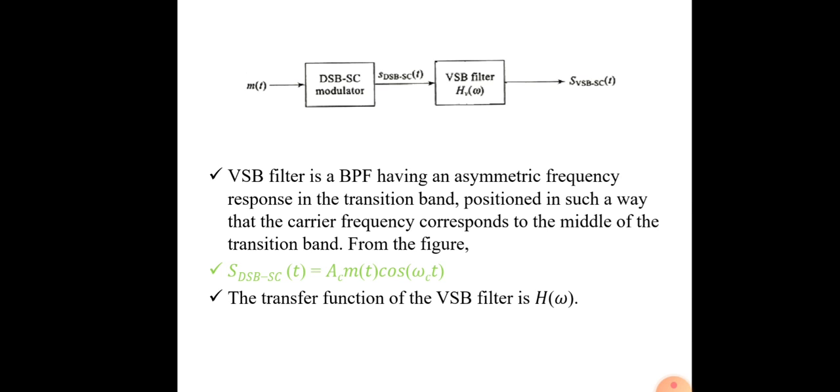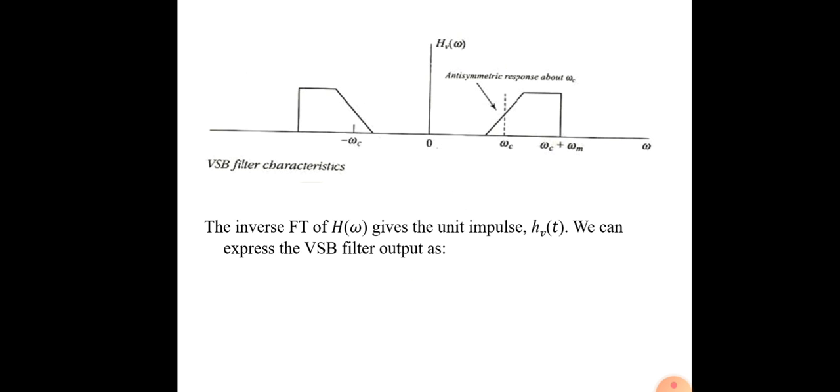Wherever we use a filter or modulator, the transfer function appears, because we are representing it mathematically, that is why we use H of omega. The diagram shows the VSB filter characteristics. Between minus omega c and plus omega c the signal will flow through. That means we are using the band pass filter, so it allows only a band limited signal, from minus omega c to plus omega c.